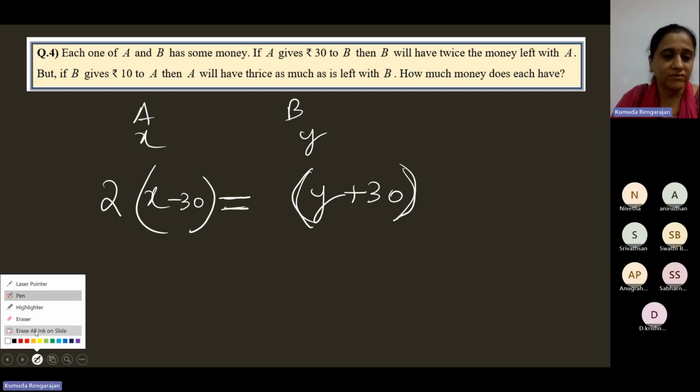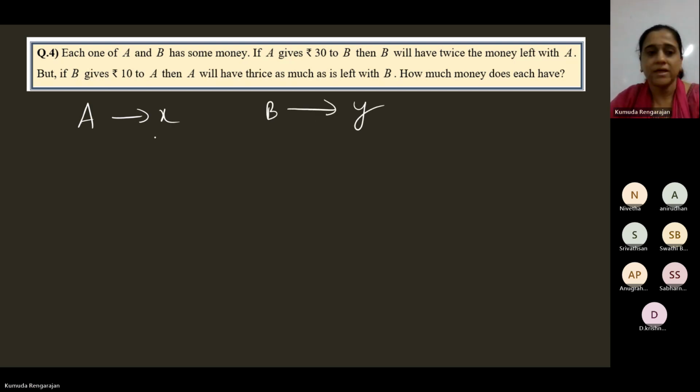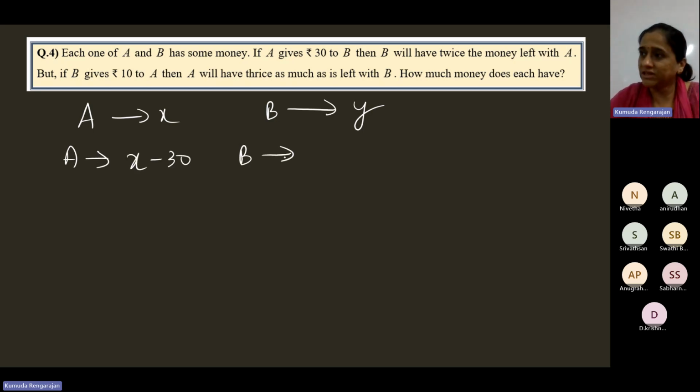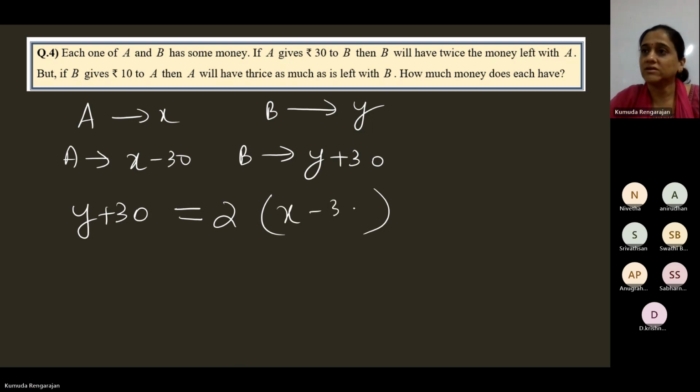Okay, 1 minute. So A has X, B has Y, right? After giving, A will have X minus 30, and B, after he receives, will have Y plus 30, right? So after this transaction, B will have, 'will have' means equal to in mathematics. B will have twice, meaning 2 into, the money left with A, X minus 30.